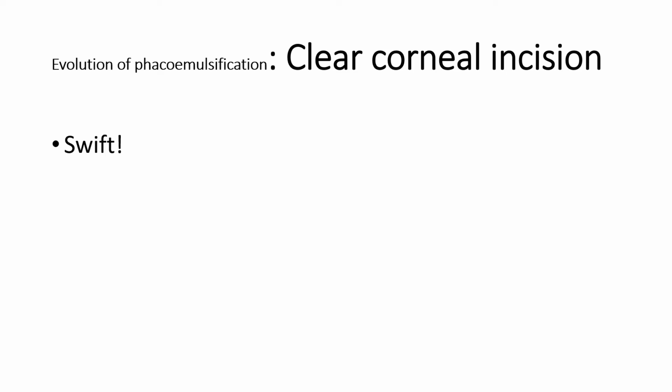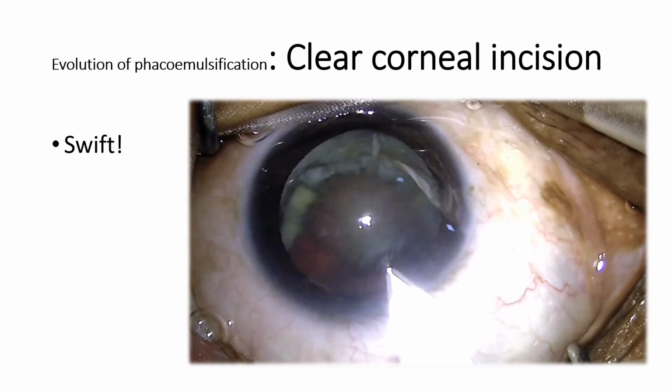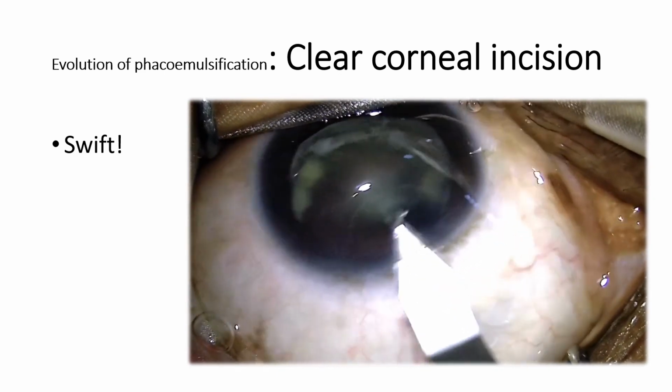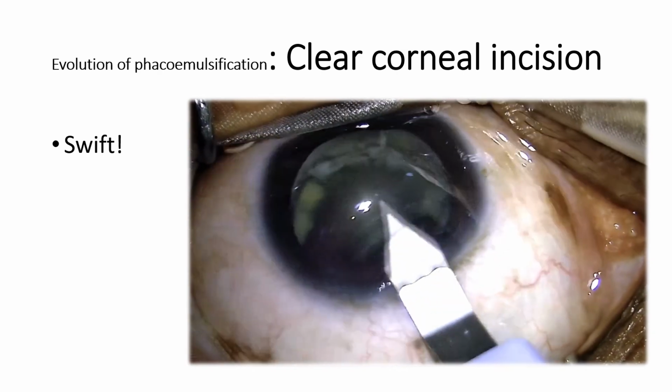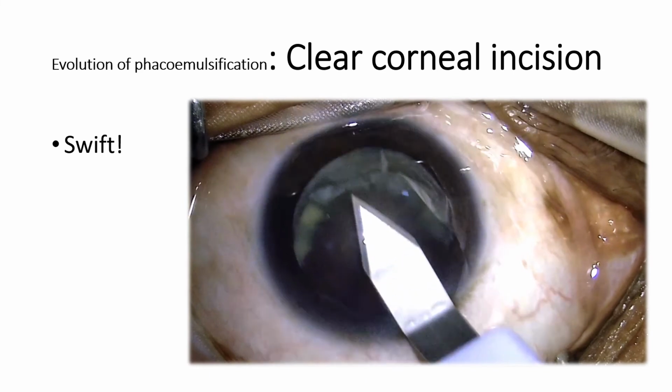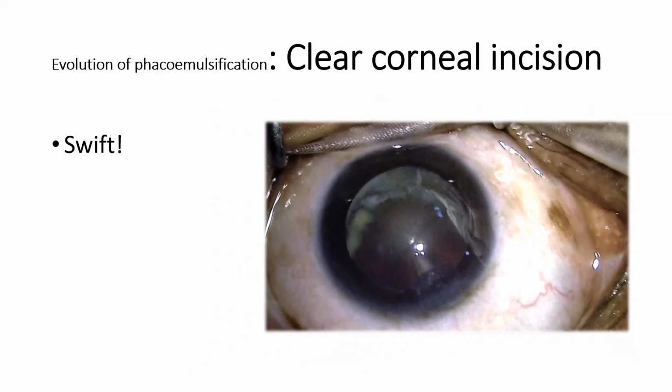One added feature of phacoemulsification has been the clear corneal incision. Unlike other incisions, it is straightforward. As you can see, you simply place your blade at the right point, and it takes hardly 10 seconds to make an incision, unlike a scleral tunnel where you have to dissect the conjunctiva, cauterize the blood vessels and then dissect. So it is swift.